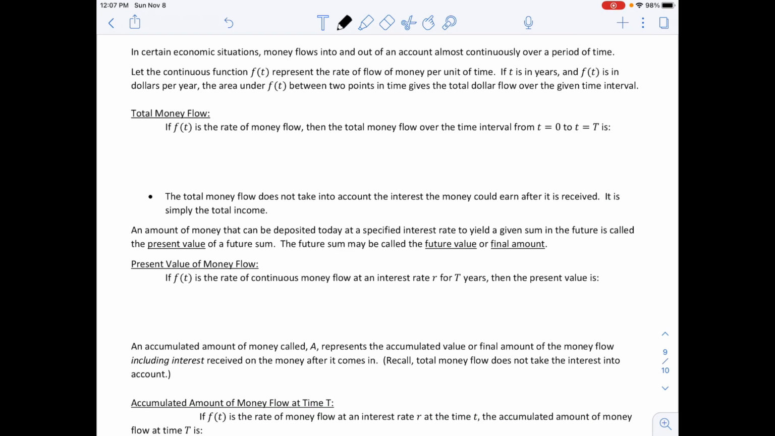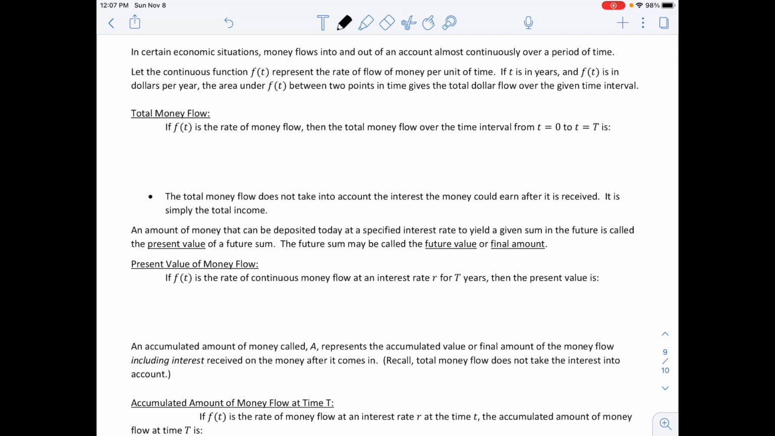Right below the example, it says, in certain economic situations, money flows into and out of an account almost continuously over a period of time. Let the continuous function f(t) represent the rate of flow of money per unit of time. If t is in years and f(t) is in dollars per year, the area under f(t) between 2 points in time gives the total dollar flow over the given time interval.